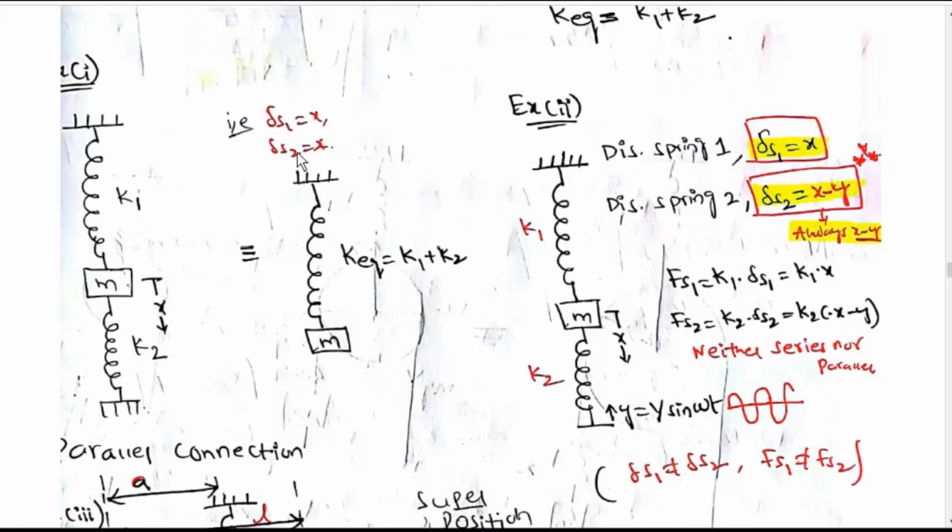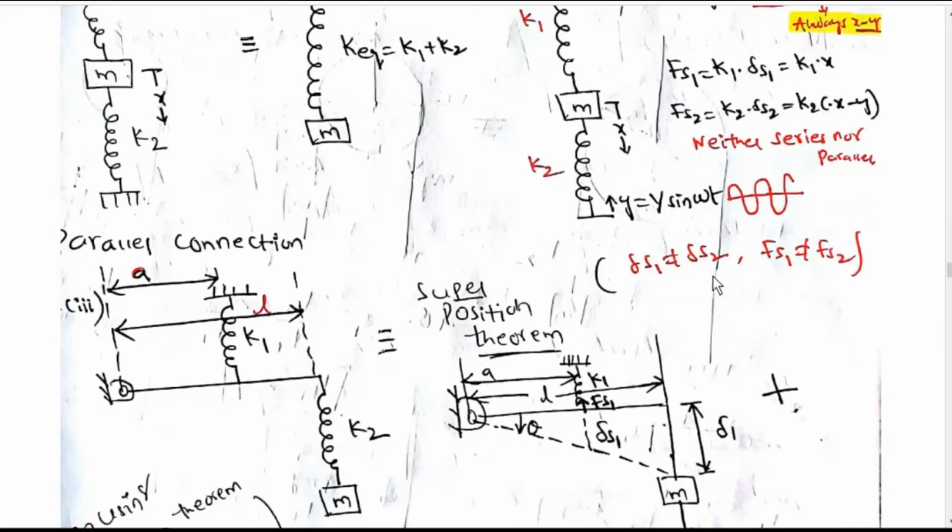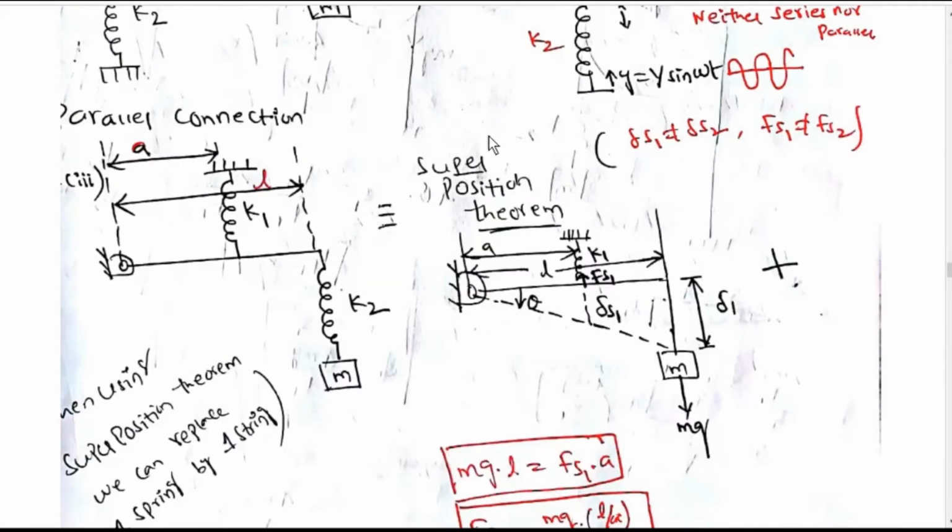Delta S1 is equal to X, delta S2 is equal to X. Now consider a case where displacement of spring 1, delta S1, is equal to X, and displacement of spring 2, delta S2, is equal to X minus Y. This floor is vibrating with Y is equal to Y sin omega t. Fs1 is equal to K delta S1 is equal to Kx. Fs2 is equal to K2 delta S2 is equal to K2 into X minus Y. This is neither series nor parallel: delta S1 is not equal to delta S2, and Fs1 is not equal to Fs2.